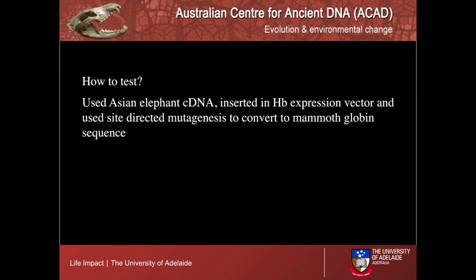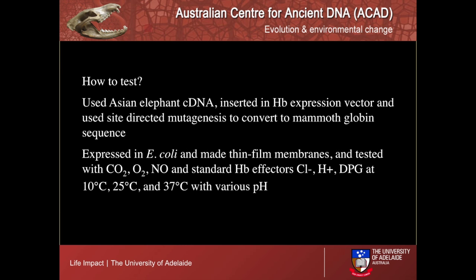You could just make mammoth hemoglobin. Hemoglobin is a very simple molecule in that regard. And then we tested that hemoglobin with a series of gases, which hemoglobin is known to interact with. The effectors, things which bind to it, the chlorine, DPG. And then we changed the temperature to see how the mammoth might respond.